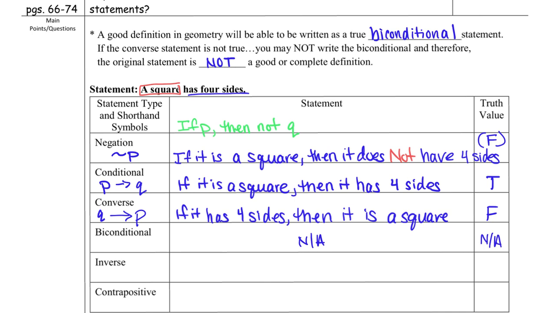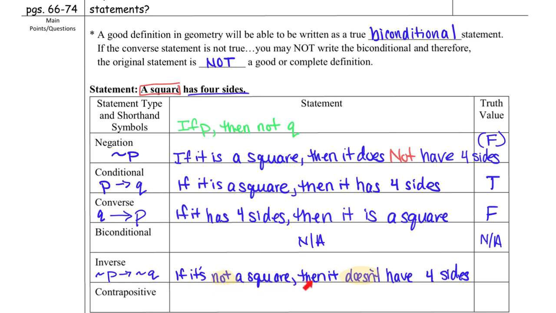Let's look at the inverse. The inverse is going to negate P and Q. So we basically take our conditional statement right here, and then we're going to negate both of them. So negate P, negate Q. What would your statement be for that? Okay, so we have: if it is not a square, then it does not have 4 sides. So here's the negation. And is this true or false?